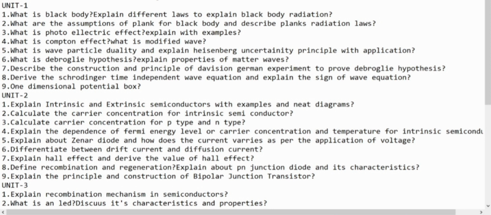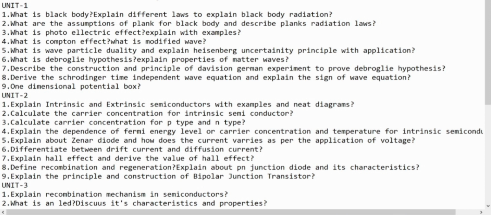Firstly, let's plan the number of questions we want to attempt. From the first and second unit, we will attempt the maximum questions given in the question paper if we prepare these 9 questions from each unit.